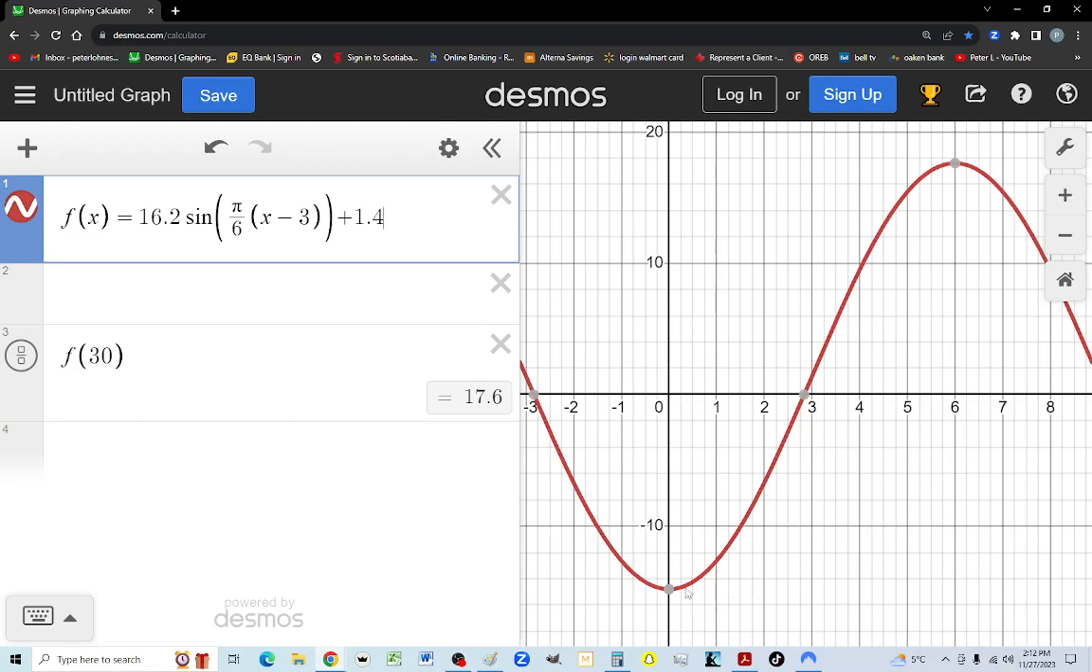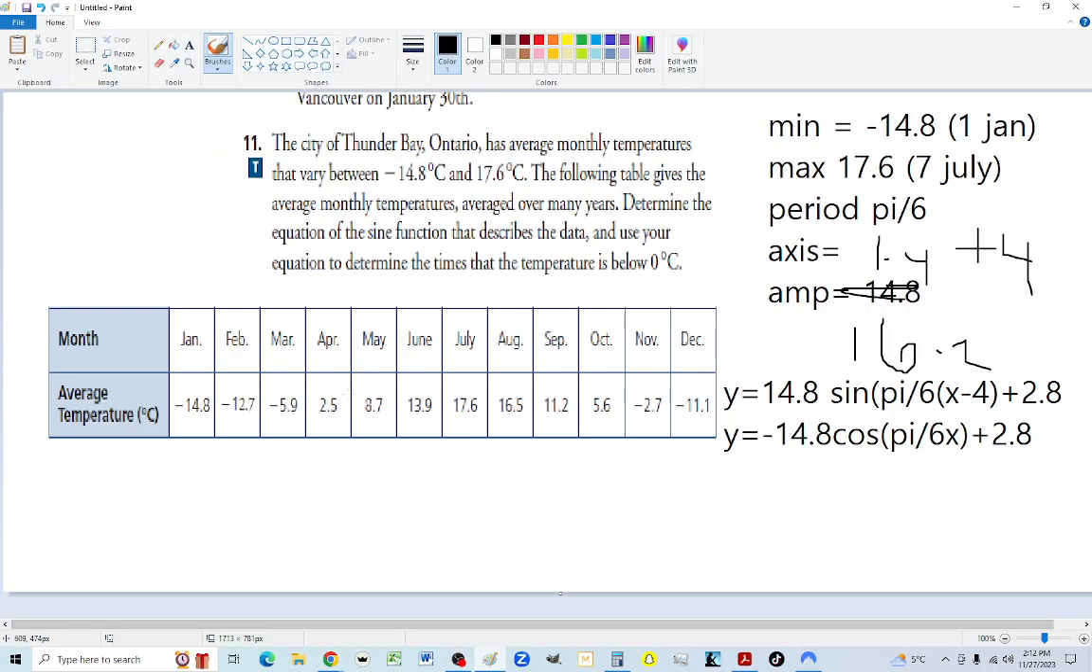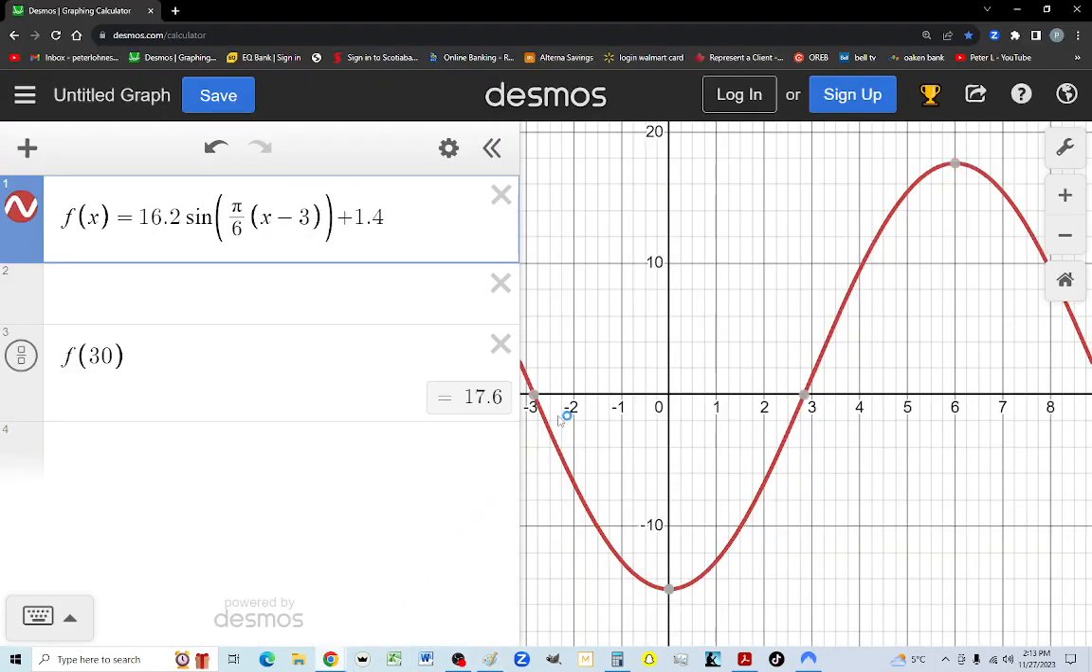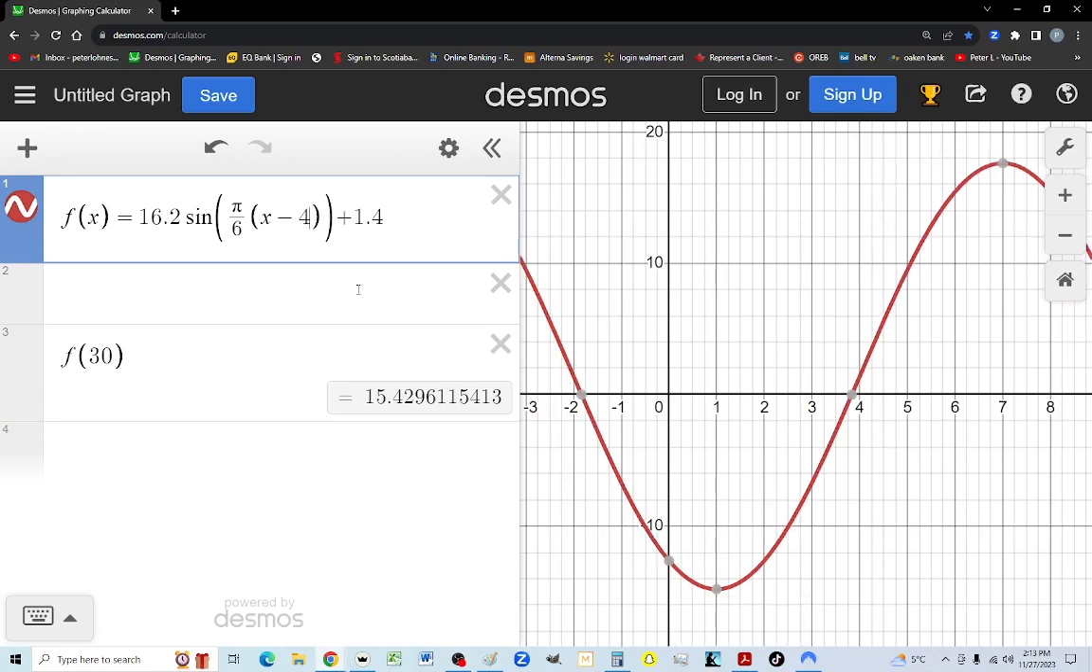Let's see if I got the bottom. 14.8. Yeah, and the top should be 17.6. Yep, there we go. Right in the, and it says June, and they want July. So that means I should be pushing everything further. One more. And that should be it. Yeah, that should be the end of January. And that's the beginning of, or the end of July.